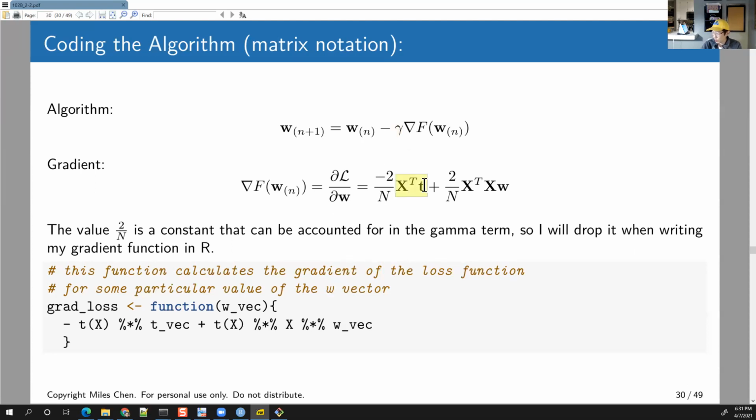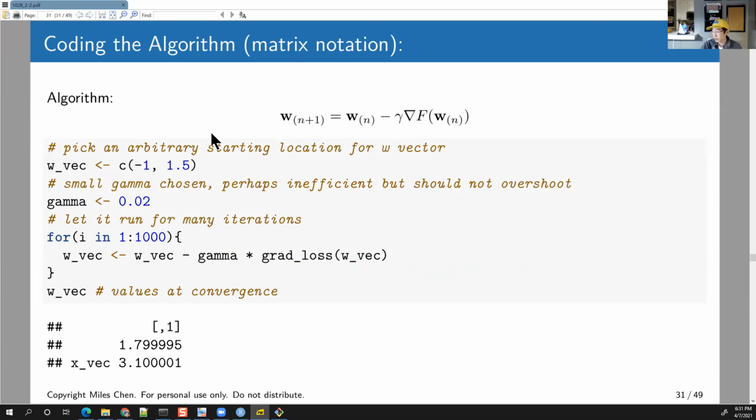So I have negative X transpose times T plus X transpose times X times W, okay? This is going to be the gradient, and it accepts some vector W and returns a vector.